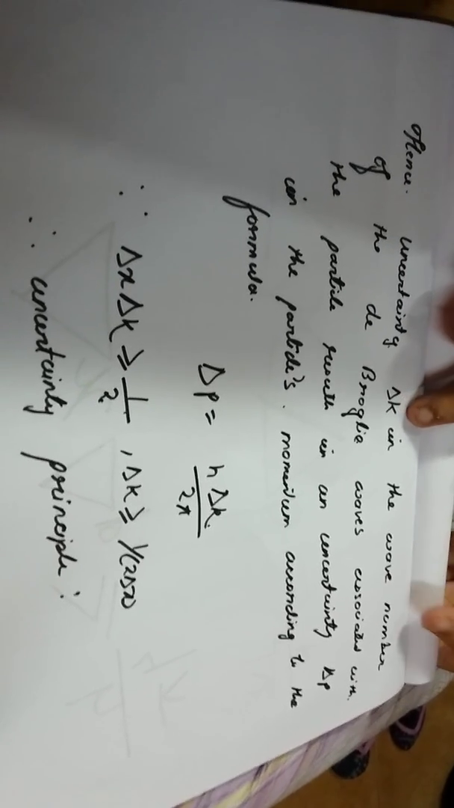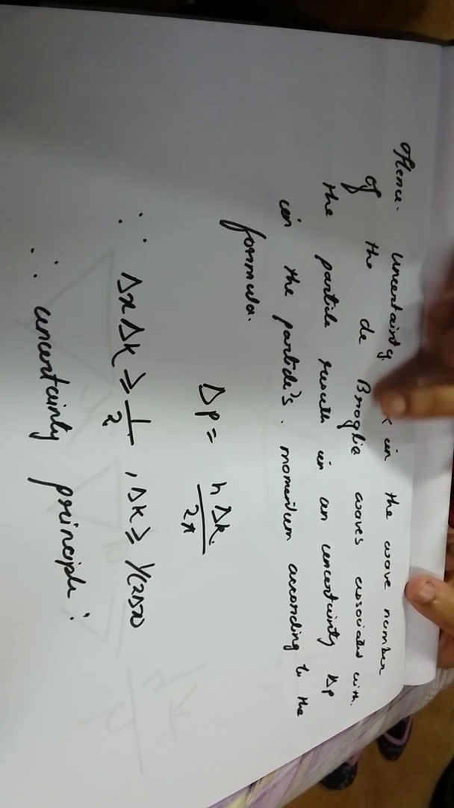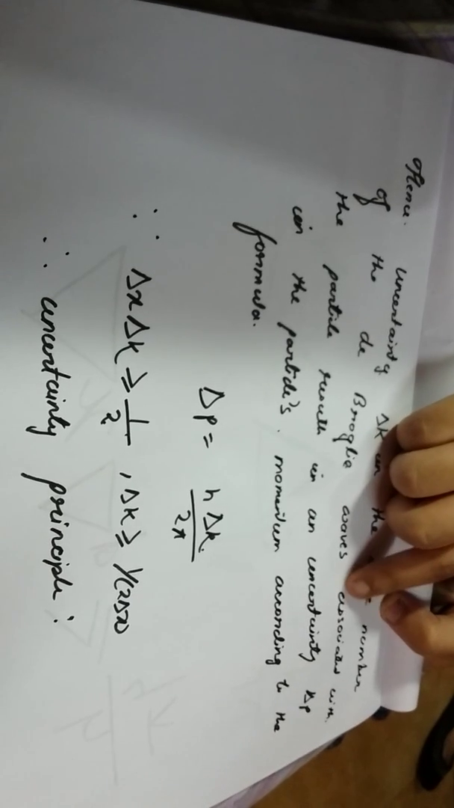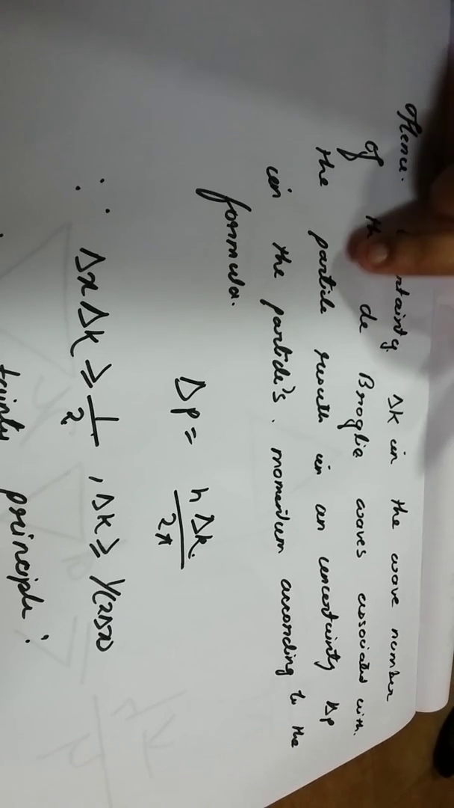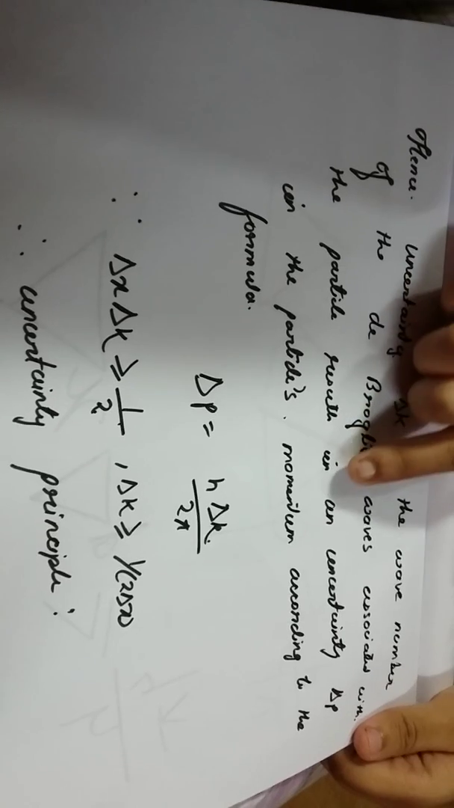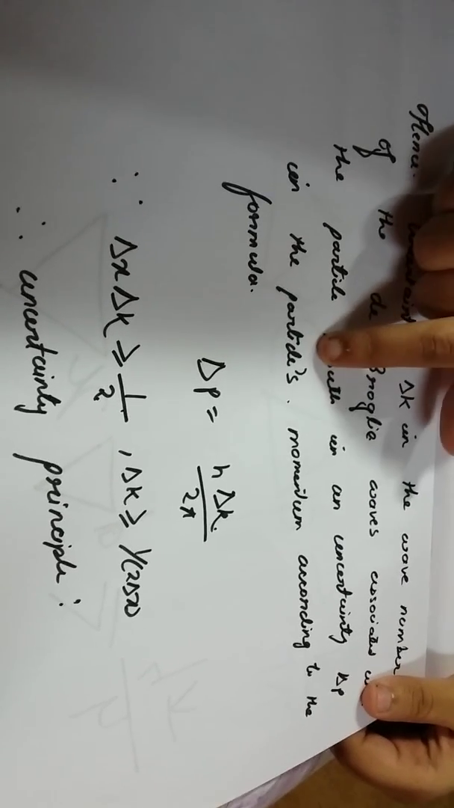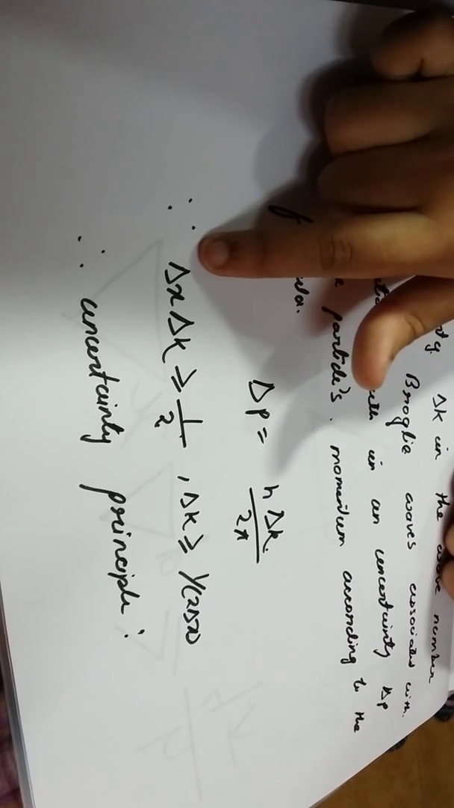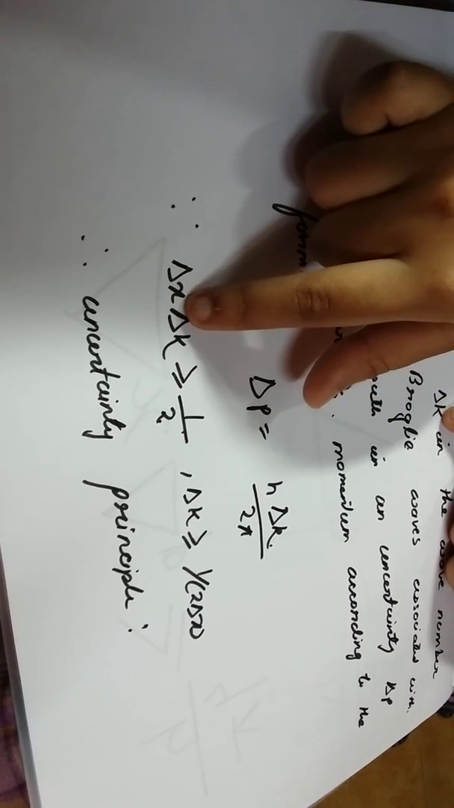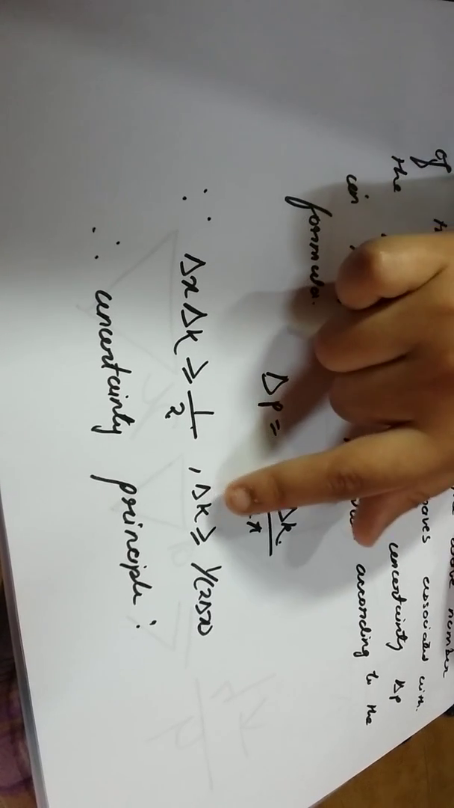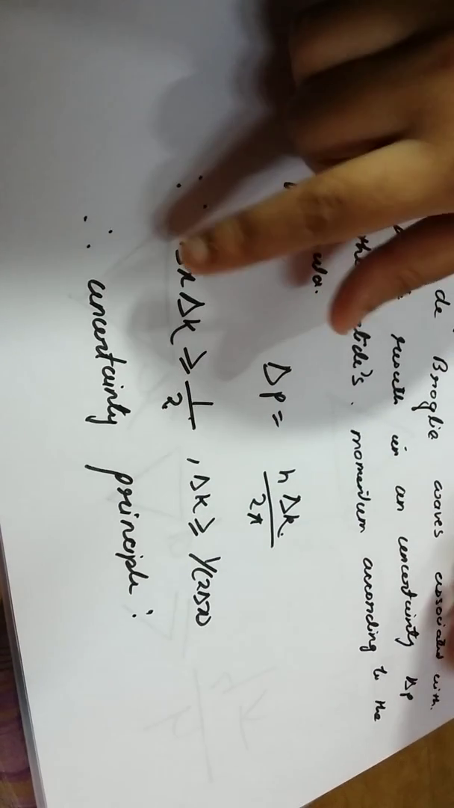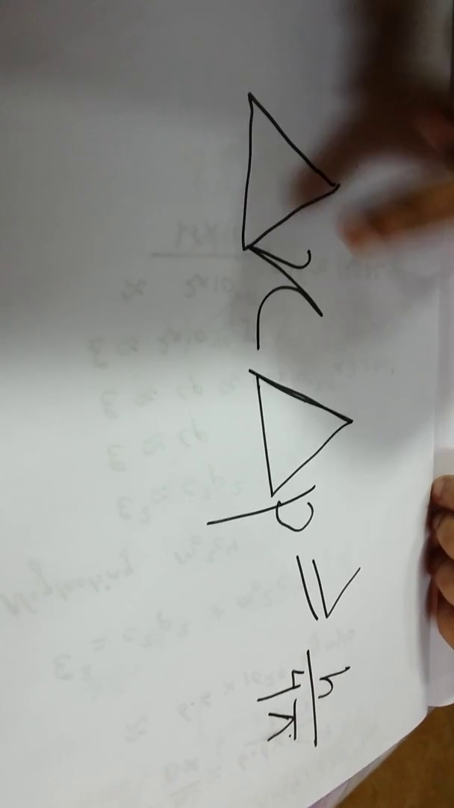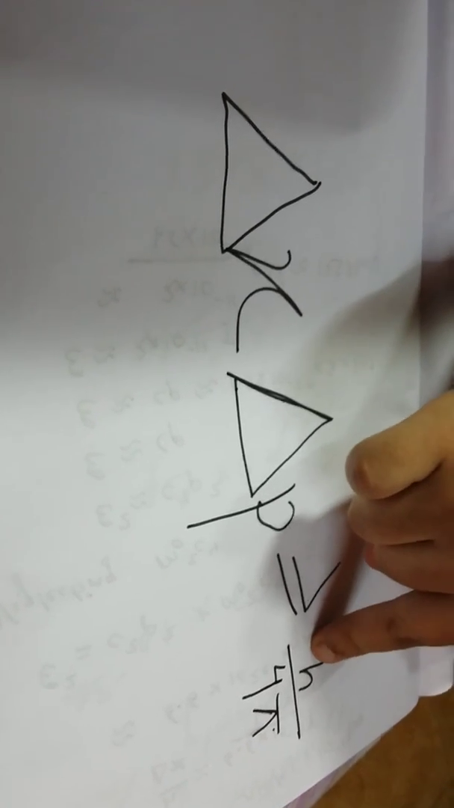Hence, uncertainty del k in the wave number of the de Broglie waves associated with the particle results in an uncertainty del p in the particle's momentum according to the formula del p equals h del k by 2 pi. Since del x into del k is more than or equal to half, del k is more than or equal to 1 by 2 del x. The uncertainty principle is del x into del p more than or equal to h by 4 pi.